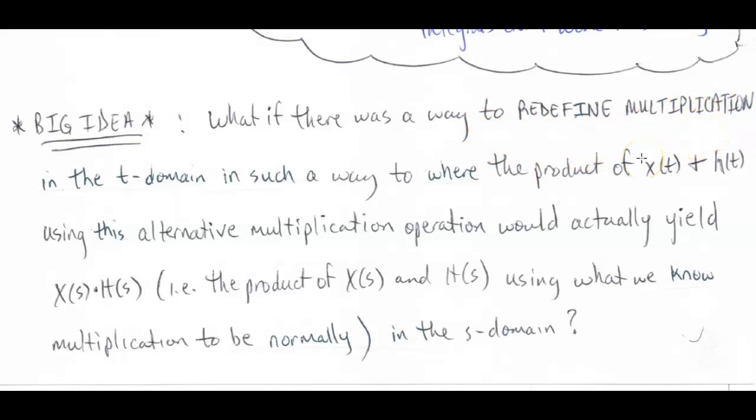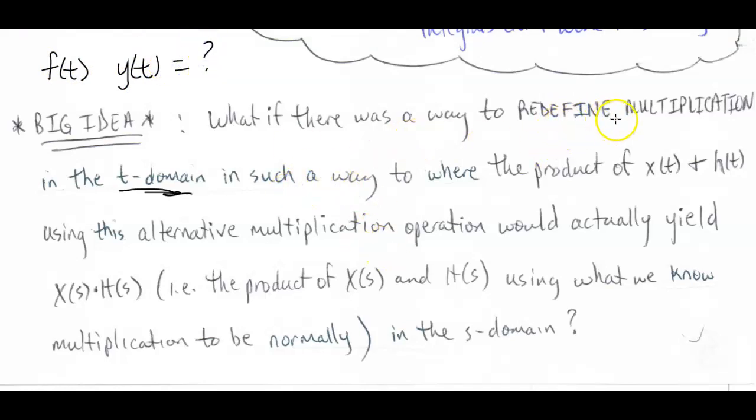Meaning, is there another way that I could define multiplication between two functions, or two numbers in this case, in what I call the t domain? And I'm only saying that because we're dealing with, let's say, f of t or y of t. This is what we're trying to find out.